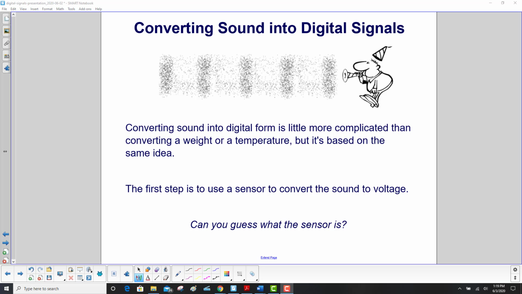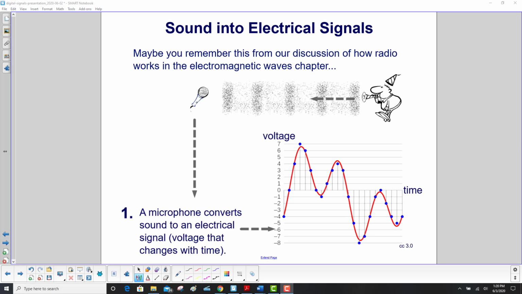Converting sound into digital form is a little more complicated than converting a weight or temperature, but it's based on the same idea. The first thing is we have to use a sensor to convert the sound to voltage. So here, this is representing the molecules closely packed to each other when this guy's blowing a horn, and here they're a little farther apart when he sucks in on it. Can you guess what kind of sensor we'd use here for converting sound, for starting the process? We use a microphone.